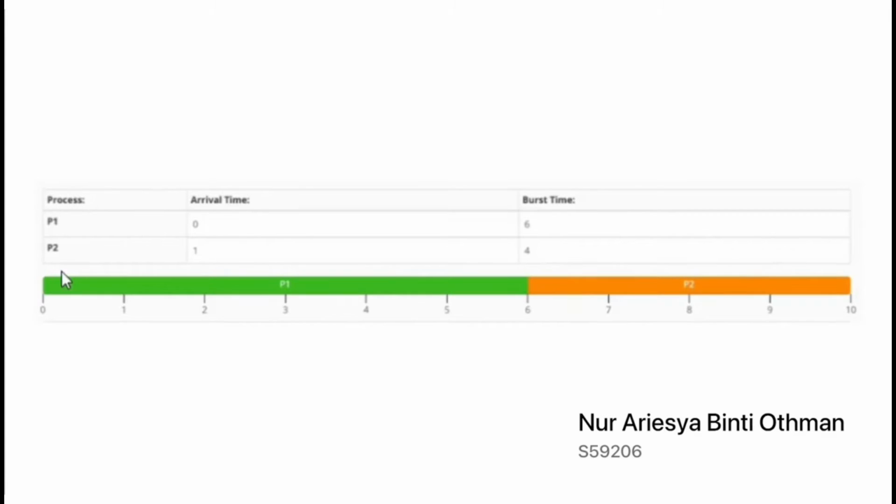Then for process 2, the arrival time is 1 and the burst time is 4. So it executes in order from the smallest to biggest. If I have another process here, process 3 with burst time 7, it will execute process 2 first, then the next process, because it executes processes from smallest to biggest. So that's all. Thank you.